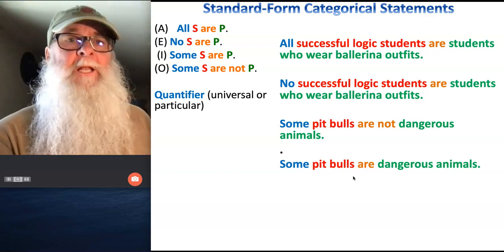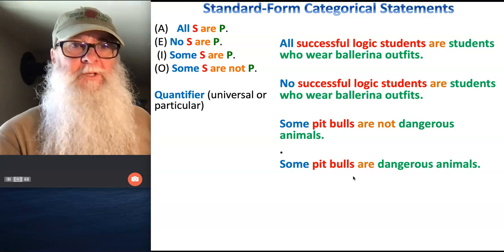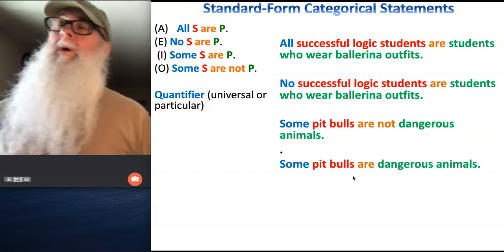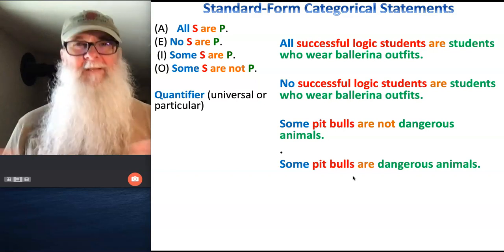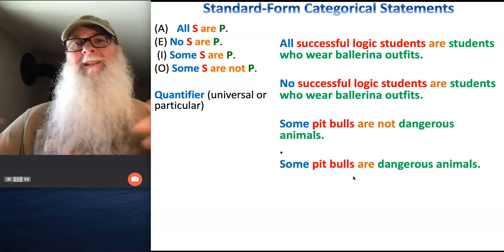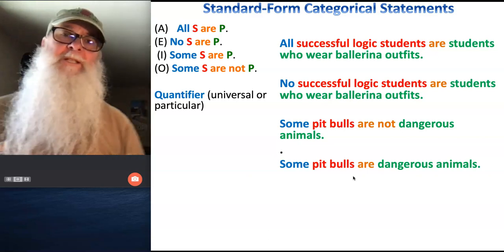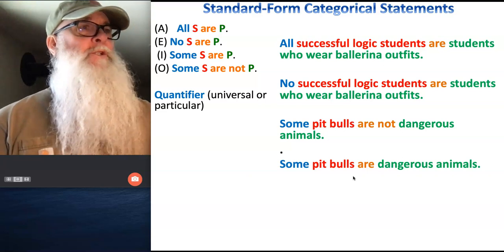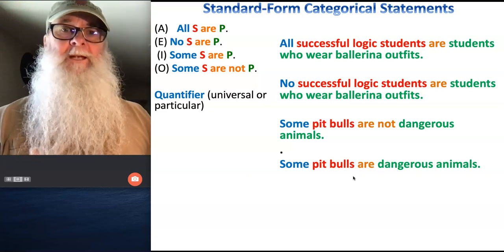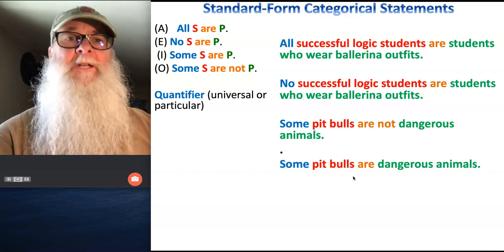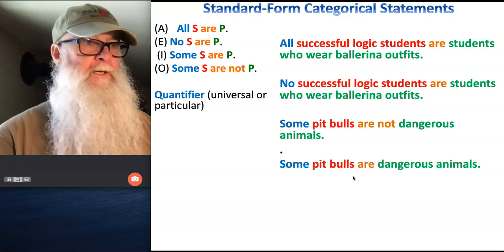If we make a statement like all successful logic students are students who wear ballerina outfits, or no successful logic students are, we're making a claim about every single logic student that exists. In other words, it's a claim that applies universally. So we say that the quantifiers all and no create universal statements, okay? Because they create statements that refer to all of the members of the category successful logic students. We're not excluding any of them.